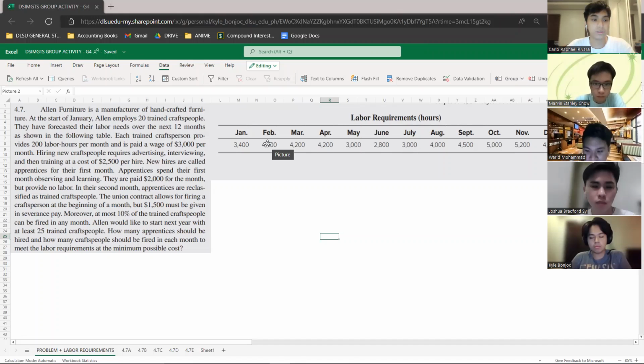New hires are called apprentices for their first month. Apprentices spend their first month observing and learning. They are also paid $2,000 for the month but provide no labor. In their second month, apprentices are reclassified as trained craftspeople.